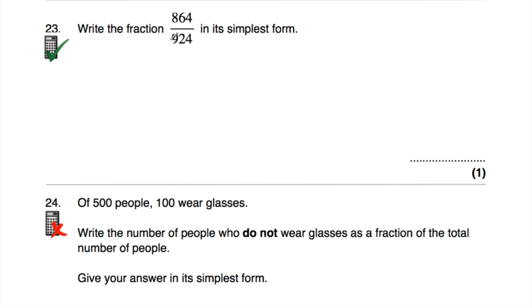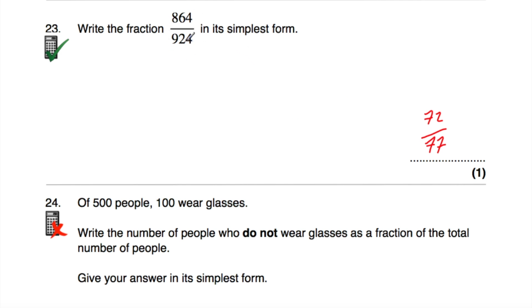So if you press the fraction button and type in 864 in the numerator, and then press down and type 924 in the denominator, and then press equals, your calculator should then tell you what that is as a simplified fraction, and the answer would be 72 over 77. And that's it. So all you need to do is type that into your calculator.